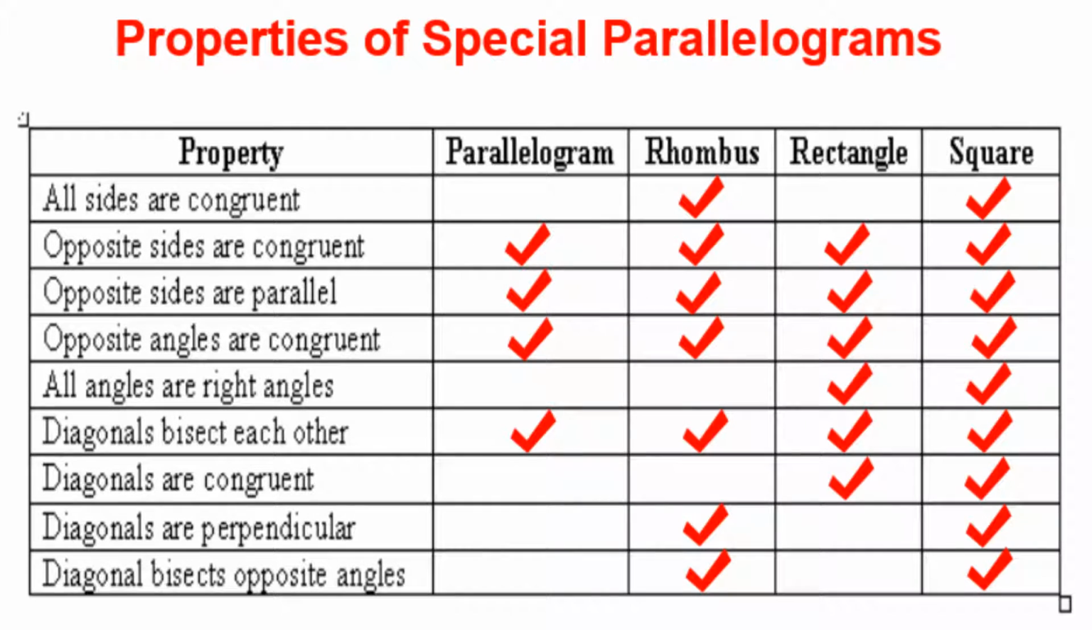You have a worksheet for homework. It's just focusing on parallelograms, rhombuses, rectangles, and squares. Okay, all of it is just solving for missing angles and side lengths. Okay, we'll go over that first thing on Monday.